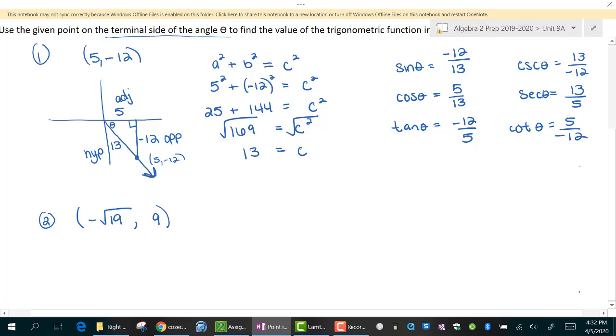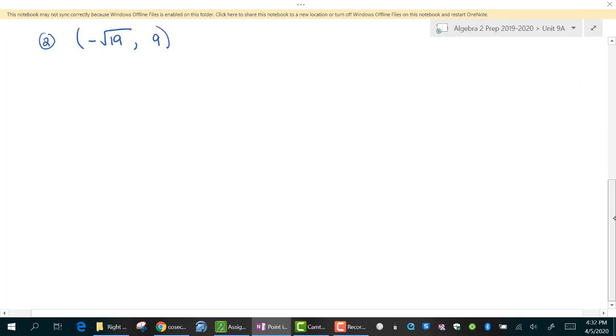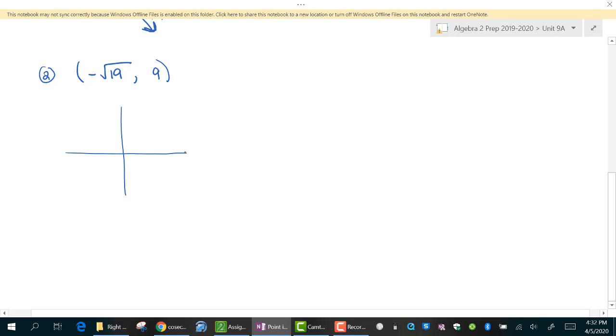Okay, so we're going to do 2 more examples. The second example is negative square root of 19, comma 9. So again, I'm going to start by drawing a picture to go along with this. So I set up my coordinate plane. I need to figure out which quadrant this coordinate point is going to be in. So if I'm going left, negative square root of 19, and then up 9, that means it's in quadrant 2.